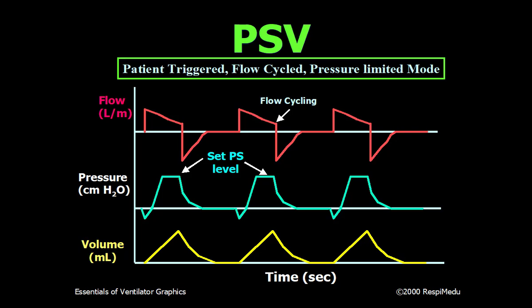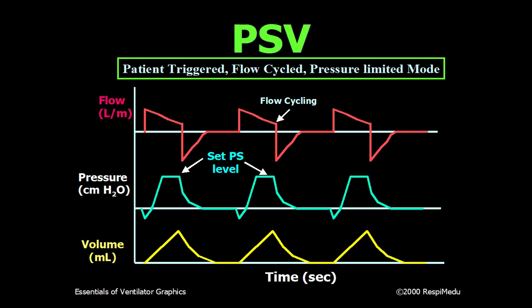Pressure support ventilation. This is the only one which is flow cycled. Right? It is patient triggered. Obviously it's a spontaneous mode, so it has to be patient triggered. Cycling here is flow, not time. What does flow cycling mean? It means that once the flow reaches a certain proportion of the maximum flow, the ventilator decides that he has reached the end of his breath and now has to move to exhalation.